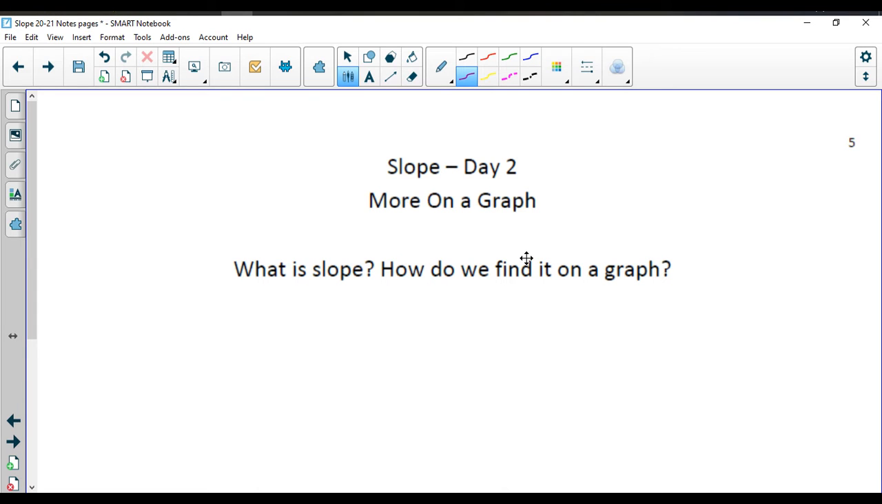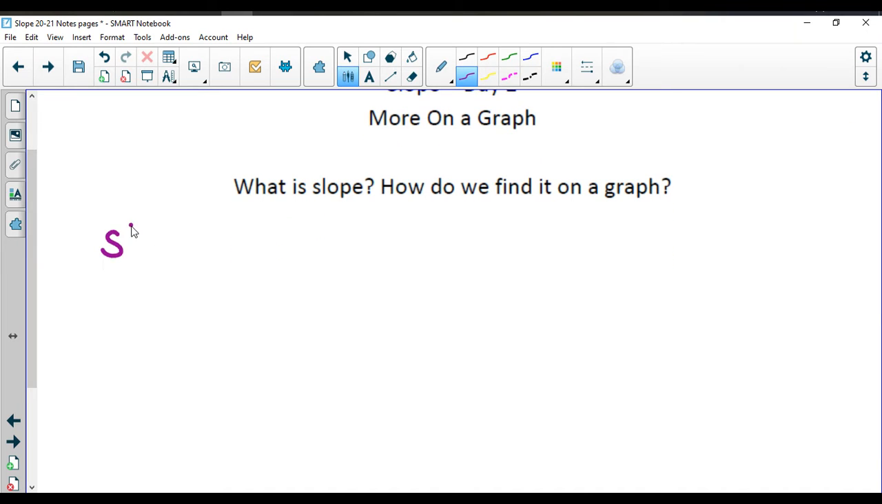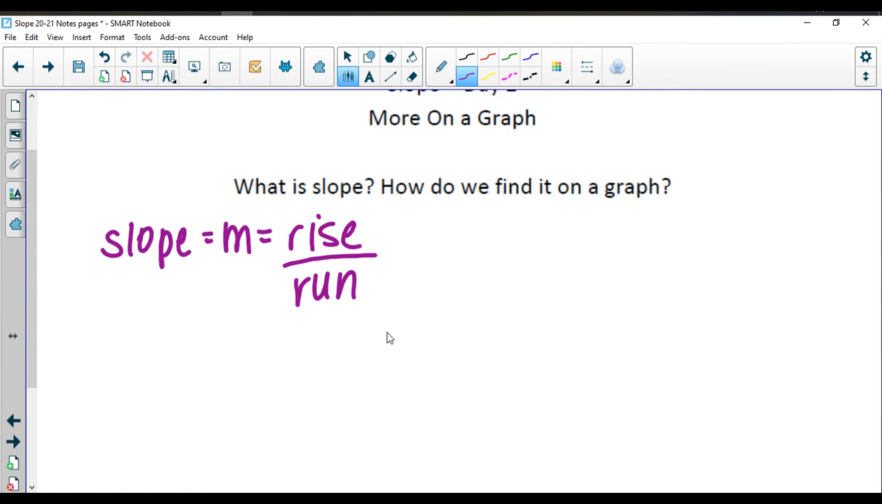Slope day 2, we're going to talk more on a graph with slope. So just a couple quick reminders about slope. Slope, which we also call the letter M. When we're talking about it on the graph, we're going to be talking about it in terms of rise over run, the vertical change compared to the horizontal change.